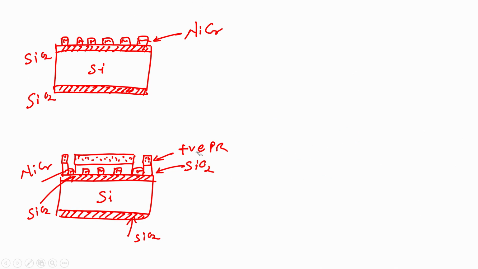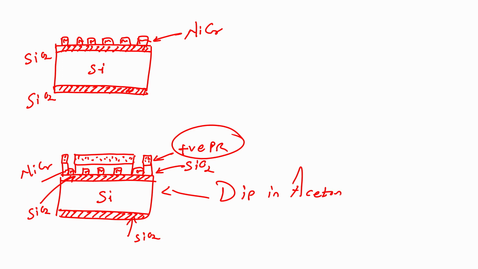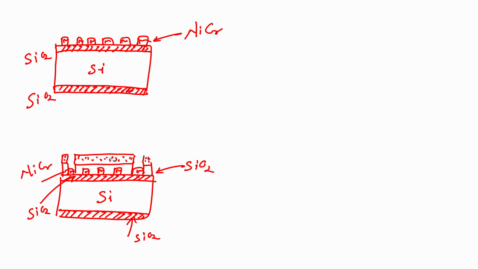Now, after this we need to strip off the photoresist. What should we do? We should dip this wafer in acetone. If I dip this wafer in acetone, my photoresist will be stripped off. Then what will I have? I will have a micro heater with silicon dioxide except on the contact pad.